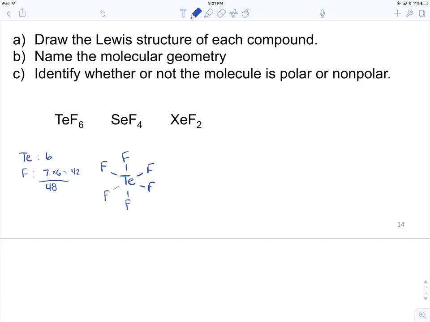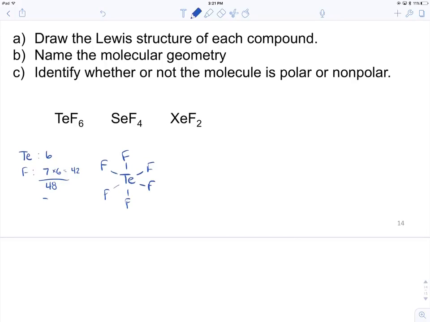And this is going to be common when we have 2 types of elements. We used 12 electrons in bonds, so we have 36 left over for lone pairs, and that works out nicely. Each of the 6 fluorine atoms will have 6 non-bonded electrons. So we've used them all. This is the structure for tellurium hexafluoride.